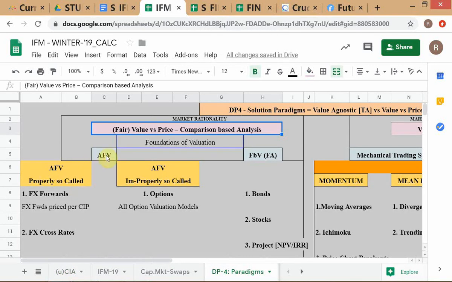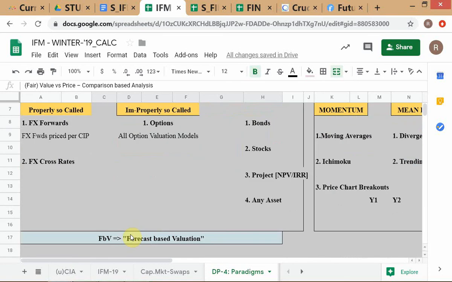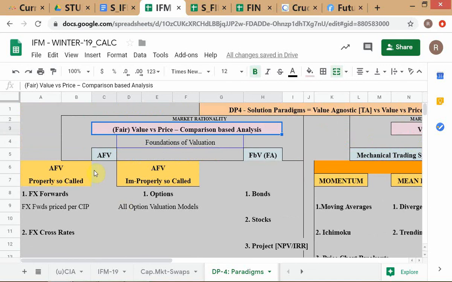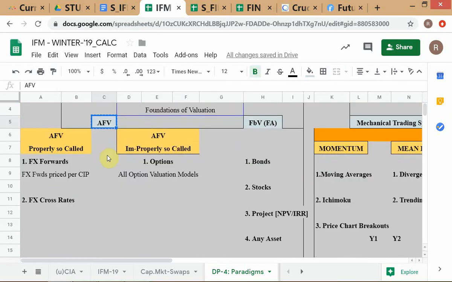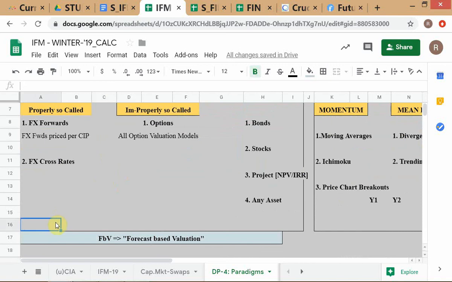Then you are in what is called, this AFV stands for arbitrage free valuation. I don't know if I put it here, but we can just put it here. I'll just put in a note. AFV stands for arbitrage free valuation.